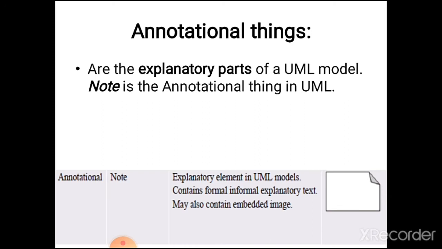And next one is annotational things. If we want to give explanatory parts or explanatory notes, then we use annotation, and one component of annotational thing is note. Here it is an explanatory element in the UML model, and it contains formal or informal explanatory text. It may also contain embedded images.